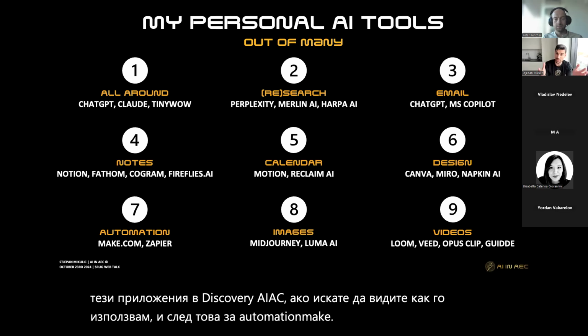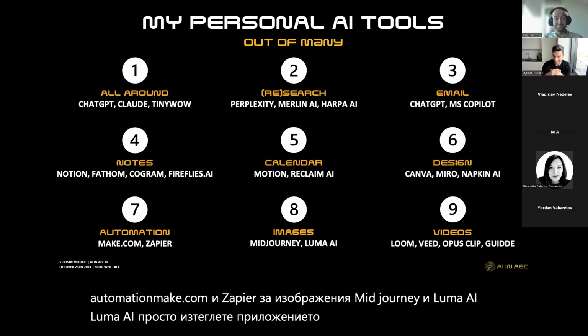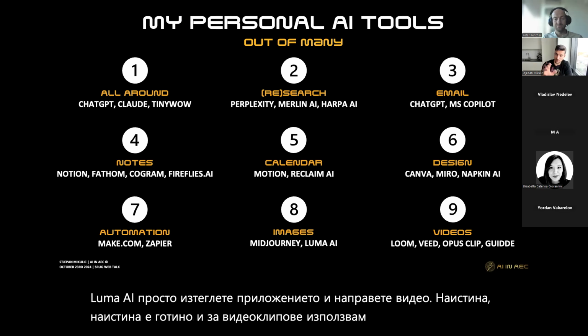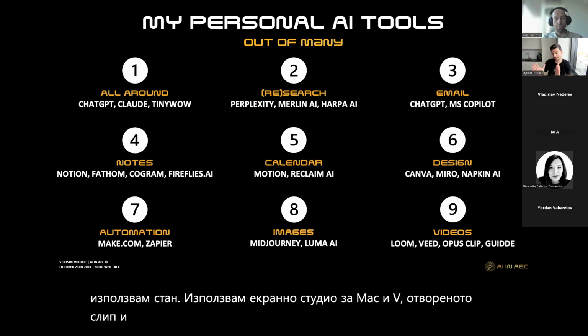For images, Midjourney and Luma AI. Luma AI, just download the app and make a video. It's really, really cool. And for videos, I use Loom. I use Screen Studio for Mac and Veed and OpenSlip and Guide to create really easy to navigate guides.